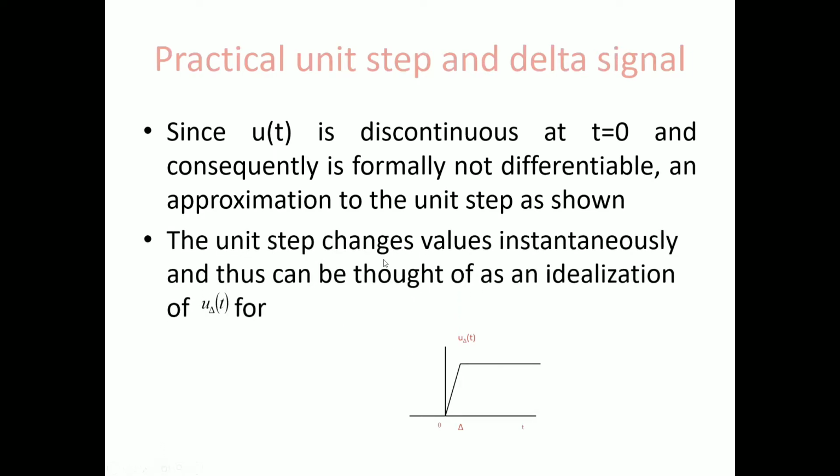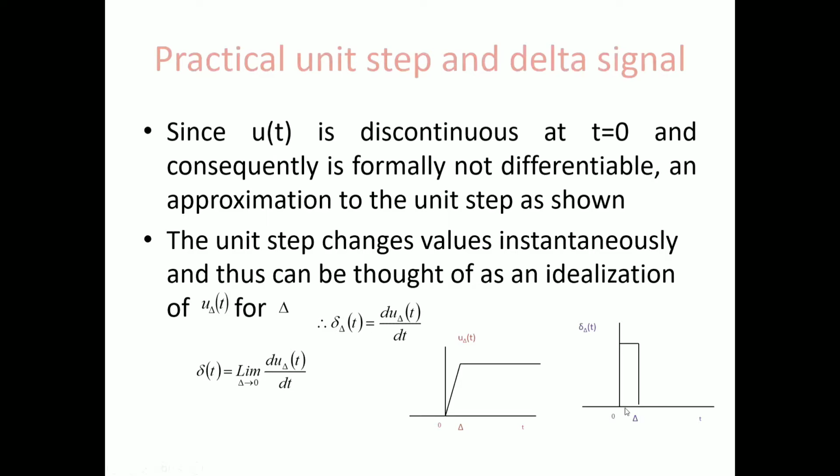For this unit step signal, the step changes values instantaneously and thus can be thought of as an idealized u delta t for a particular value called delta. If you want to calculate the delta function, you differentiate the signal with respect to t, and I get delta t equal to d by dt of u delta t. This u delta t can be represented like this.